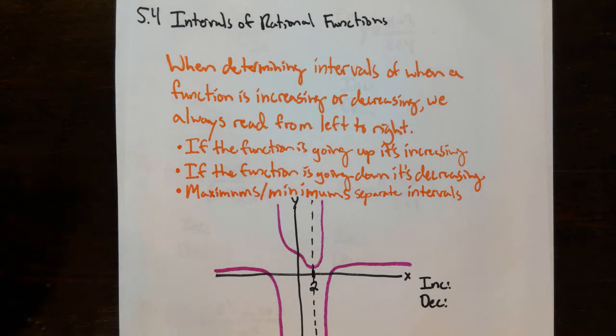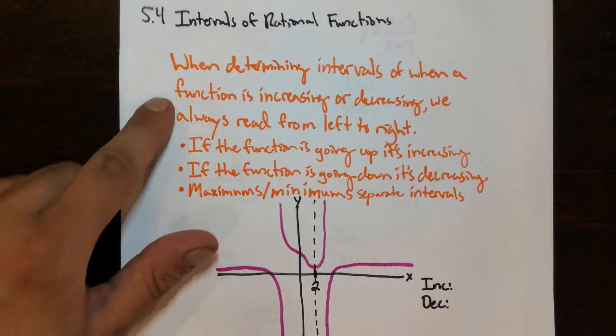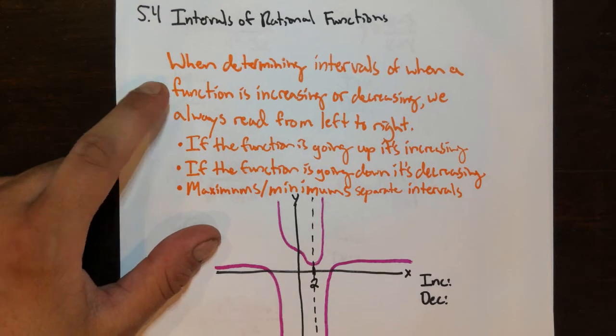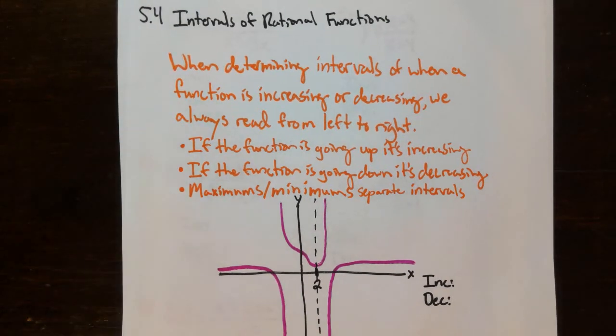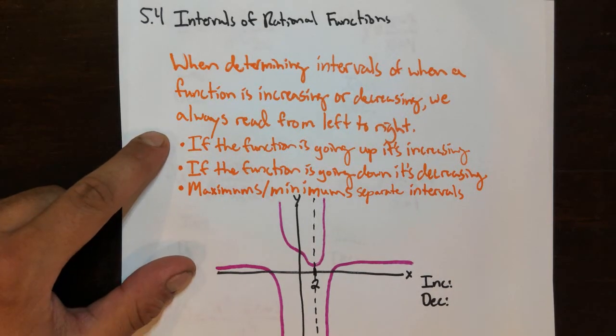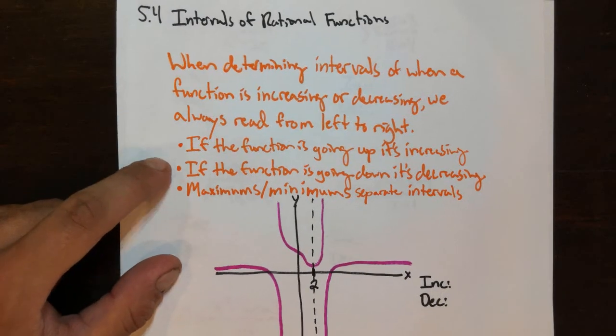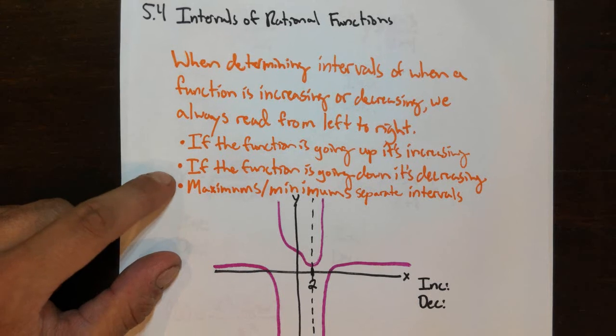Just a reminder, when determining intervals of when a function is increasing or decreasing, we always read from left to right. Just like how we read a book, we always read a function from left to right. If the function is going up, it's increasing. If the function is going down, it's decreasing. And maximums and minimums separate intervals.